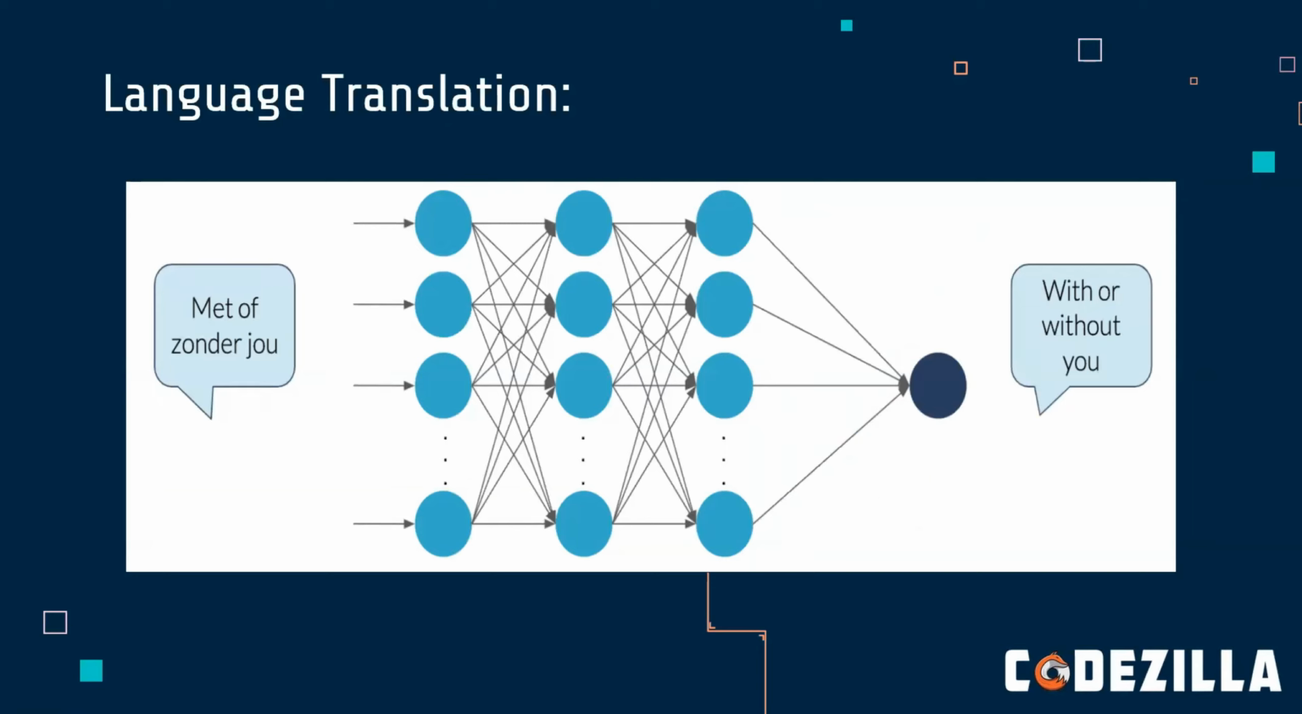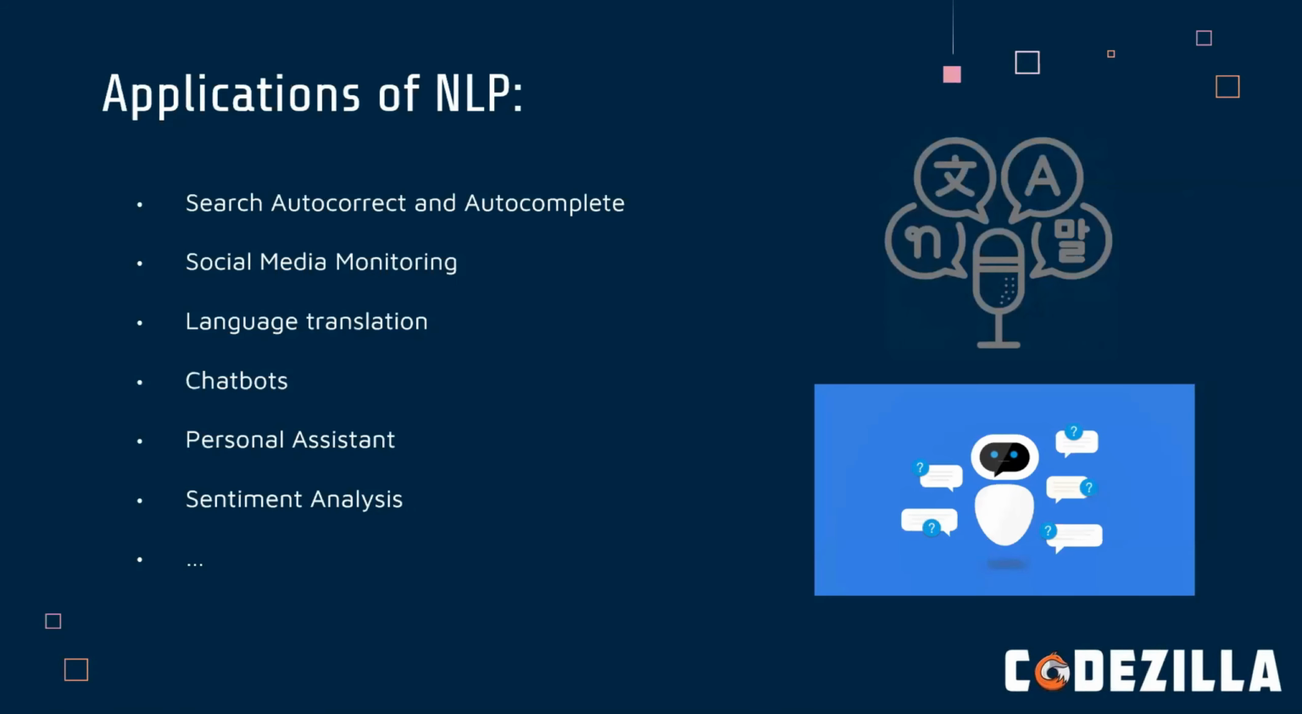So after mapping words or sentences with the bag of words technique or using word embeddings, we can pass them to a neural network, which can help us to translate the input sentence, which is clearly in a different language, to an output sentence. Here it is English. So some of the applications of natural language processing are search, autocorrect and autocomplete, social media monitoring, language translation, chatbots, personal assistant, sentiment analysis, and much more.